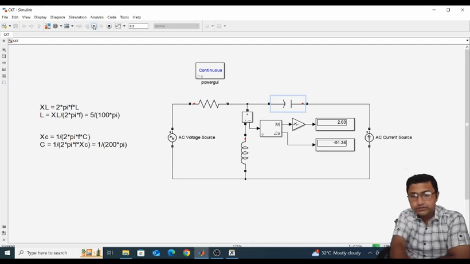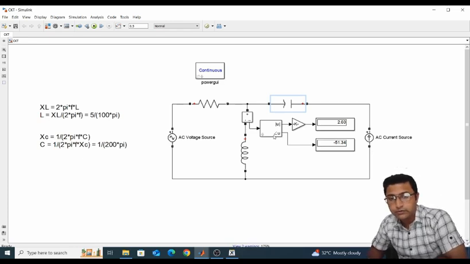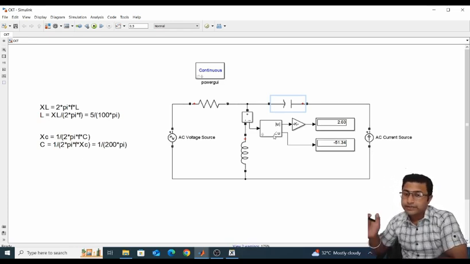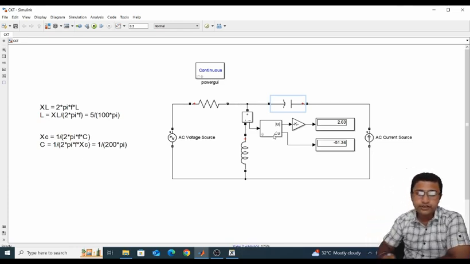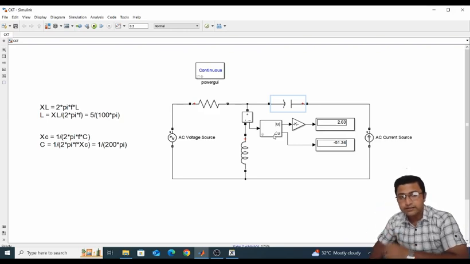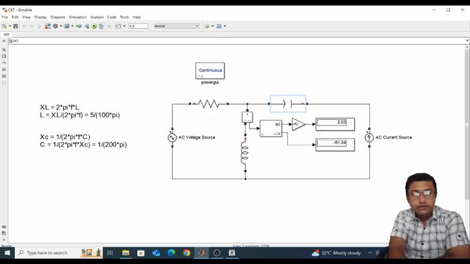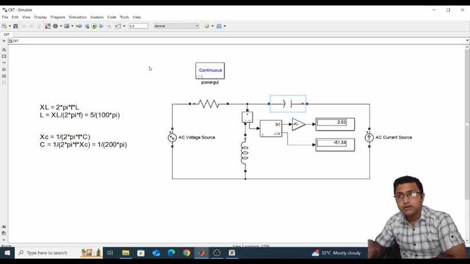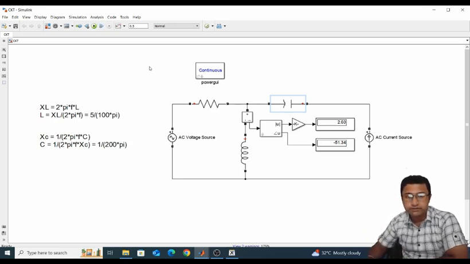Okay, so if I run the simulation, here it is actually showing the same value which I have calculated just before. The current is 2.03 at an angle minus 51.34 degree. So that means your theoretical calculation and simulation result are exactly the same, and again it is proved. Okay, so that is basically all about Thevenin's theorem. So now the next part will be the maximum power transfer theorem.